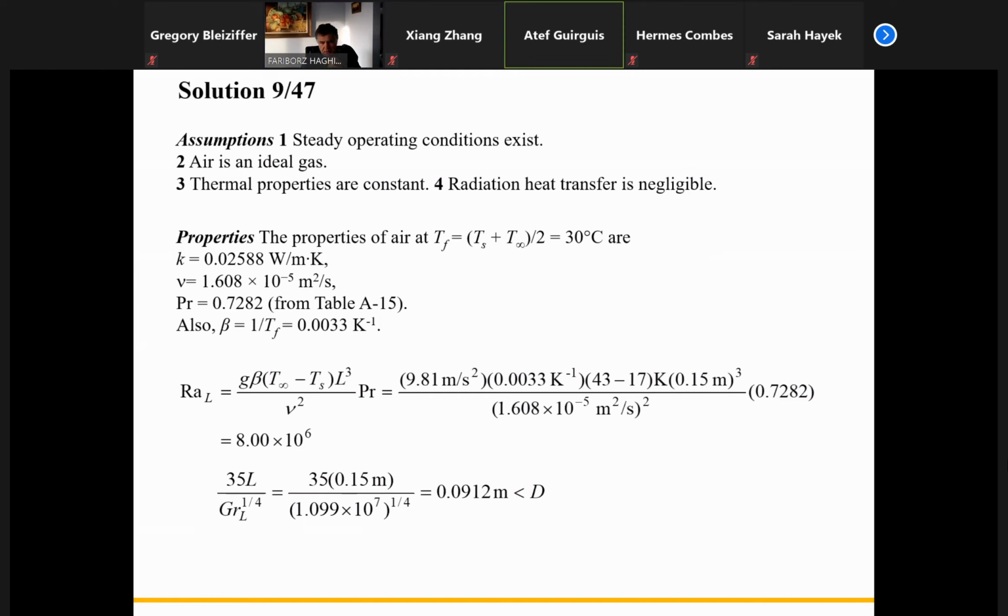Now you go to the Grashof number. This is the Grashof number. The Grashof number is g beta and so on. Therefore, this is the calculation. If you calculate this part, you just divide this number by the Prandtl number to get the Grashof number, because the Rayleigh number is the Grashof number times the Prandtl number. The Grashof number can be calculated as this divided by this.